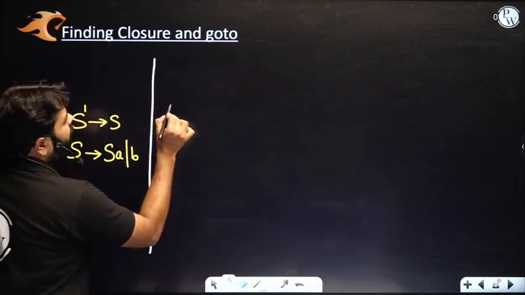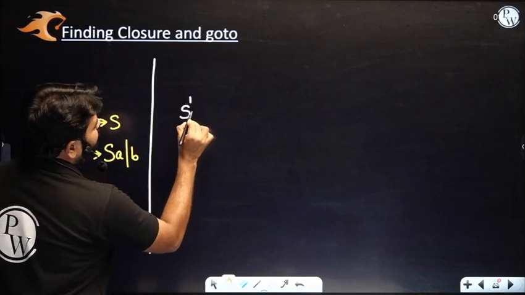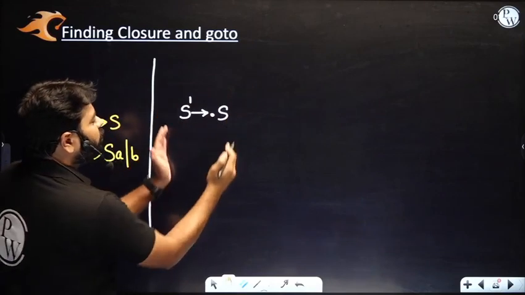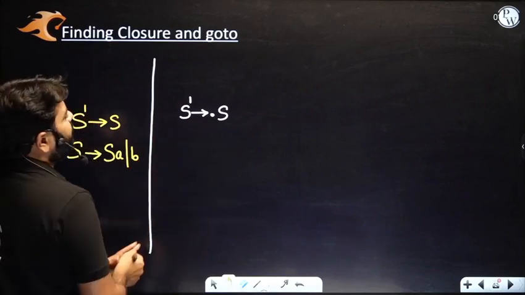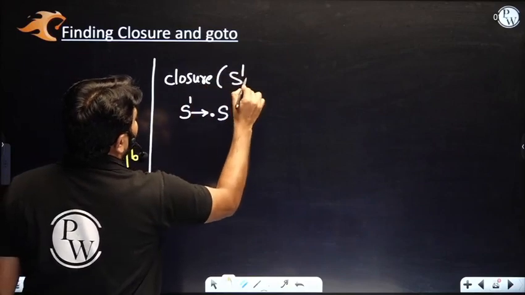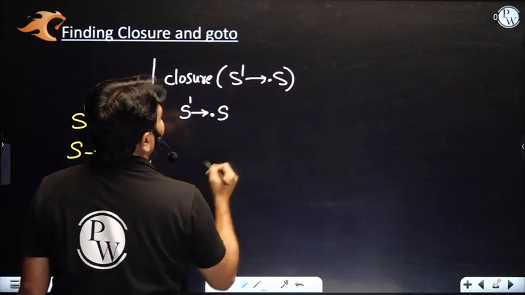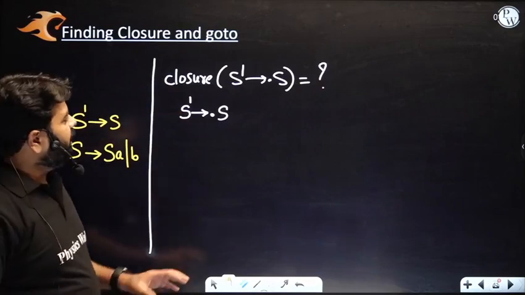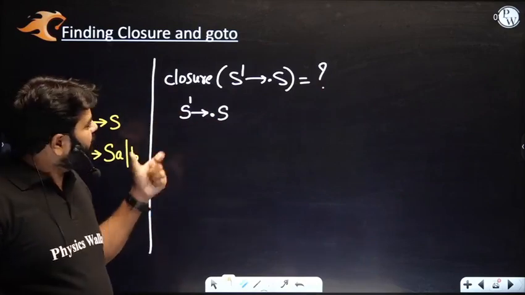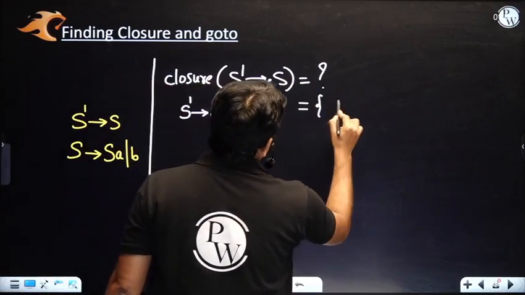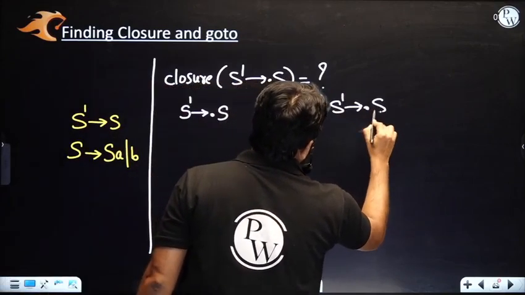Closure is going to start with S dash derives dot S. So, we are going to find the closure of this one. So, I can say what is the closure of S dash derives dot S? Then I am starting computation. It is going to give you a set of items only. First item is itself. That is S dash derives dot S.